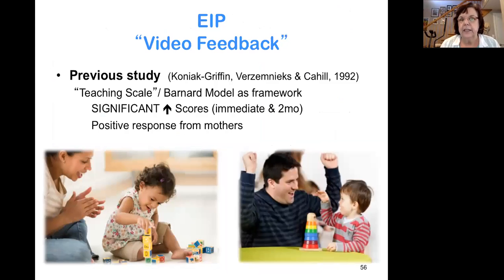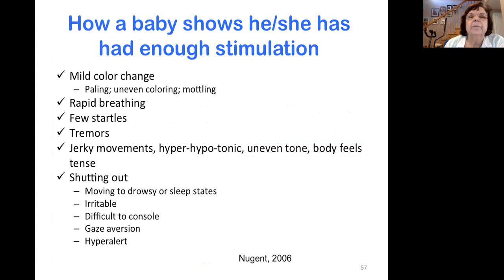In our previous study, we had seen moms improve their interaction scores, but in this study, we were not able to appreciate that same thing. And when we look at when a baby has had enough stimulation, here are some signs: color changes, rapid breathing, startles and tremors, jerky movements. They start shutting things out, moving from a drowsy to a sleep state, etc.